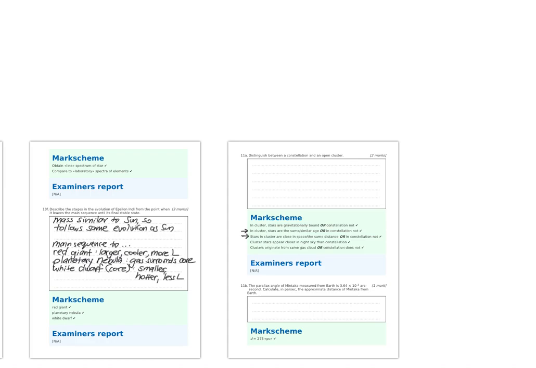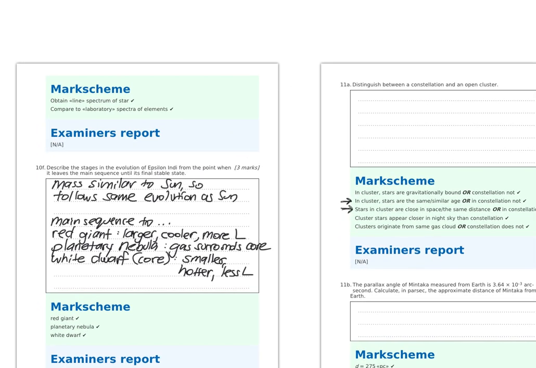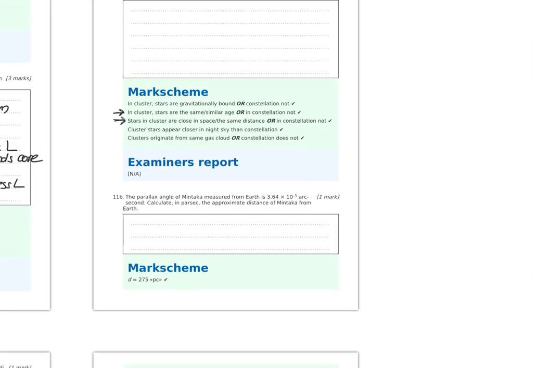Number 10 is over. 10F. Lots of parts to number 10. So now we're on 11A. All right, but now we're on 11B.